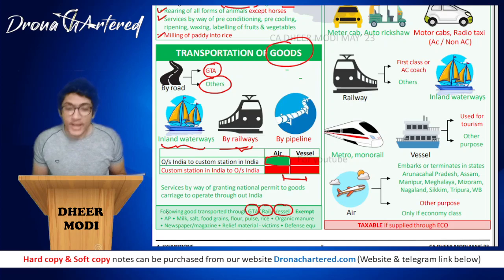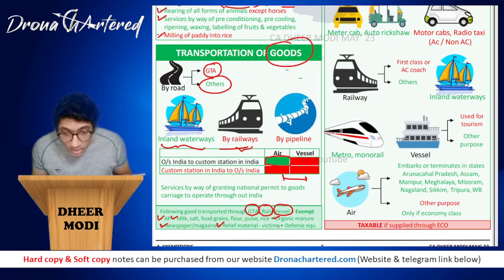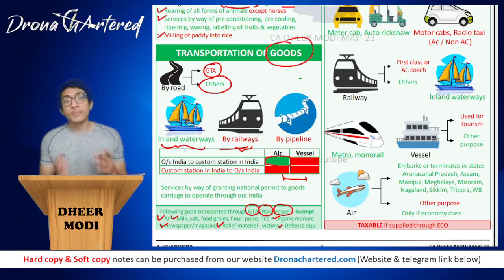So you have to remember, anything transported via air will be taxable for these cases. So AP is your agriculture produce. Any milk, salt, food grains, flour, pulse, rice, all of these will be exempt. Organic manure, newspaper, magazine, any relief material to victims and any defense equipment, all of these items will be exempt if it is transported by your GTA, by your rail, or by vessel, only and only if transported by these three will it become exempt.